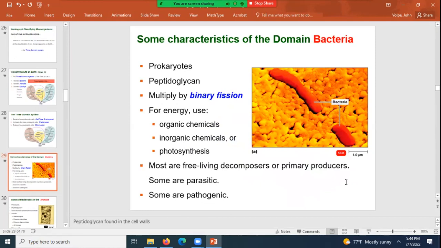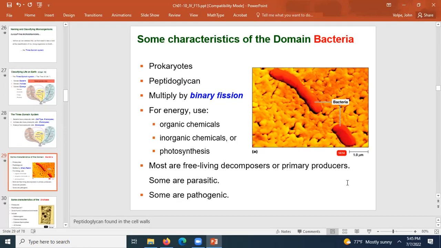All right, let's talk a little bit more about the domain bacteria. It has a cell type, prokaryotes. In the cell wall of bacteria, we find peptidoglycan. And peptidoglycan is the main component of the cell wall. Bacteria multiply mostly by binary fission, which means the cell literally divides into two. And we'll talk a little bit more about binary fission in a later lesson.